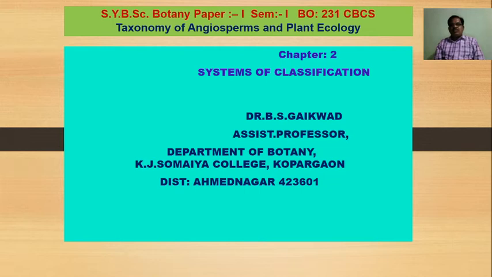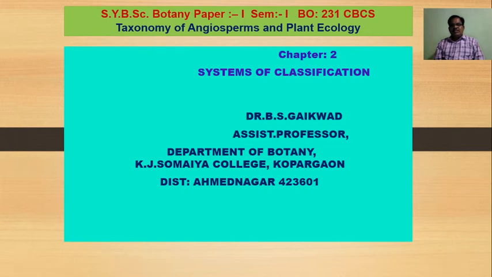The first system is the artificial system, which was proposed by Carl Linnaeus. Then the natural system of classification, which was proposed by George Bentham and J.D. Hooker, and lastly the phylogenetic system, which was proposed by Engler and Prantl.